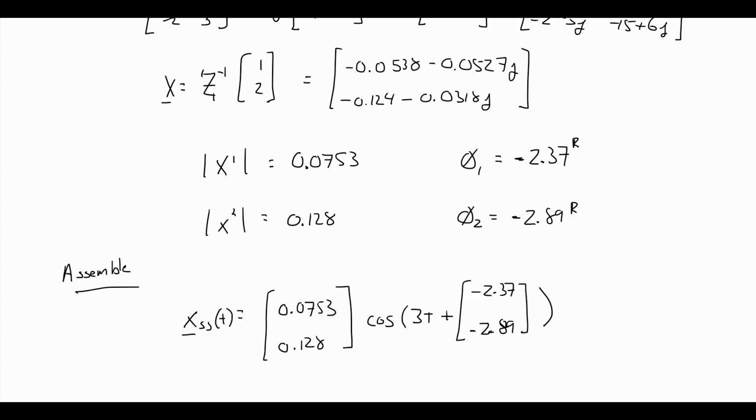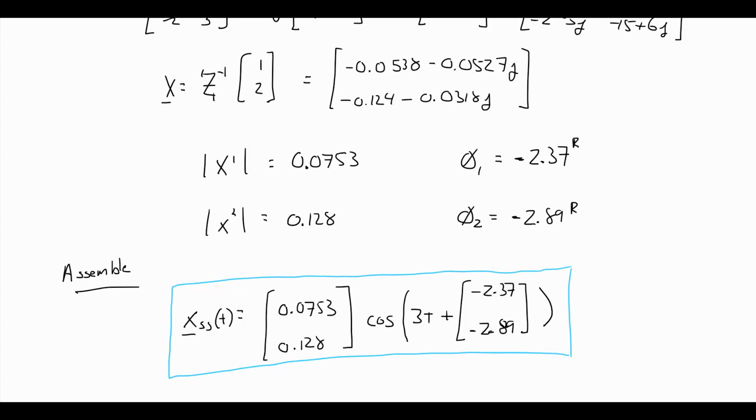All right, so that's one way. So the first row is x1 and the second row is x2. This is my steady state solution for those 2 degrees of freedom then. So different amplitudes, the same frequency at steady state, and different phases.